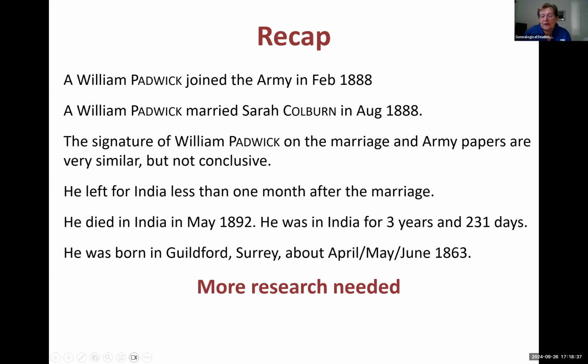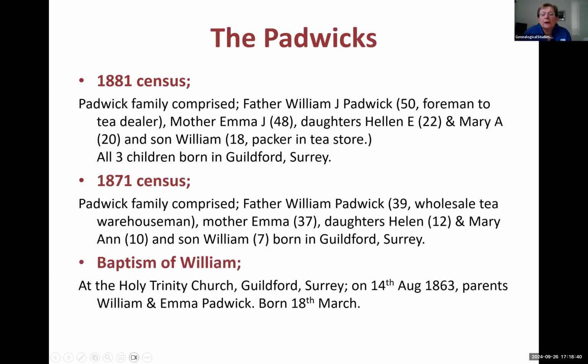So let's see if we can find William Padwick. In the 1881 census, the Padwick family, all 3 children born in Guildford, Surrey. We've got William J. Padwick, father, mother Emma, daughters Helen, Mary A., and son William, who was 18 and a packer in a tea store. Go back 10 years. The family again confirmed here, born in Guildford in Surrey, daughters Helen, Mary, and William, all born in Guildford in Surrey.